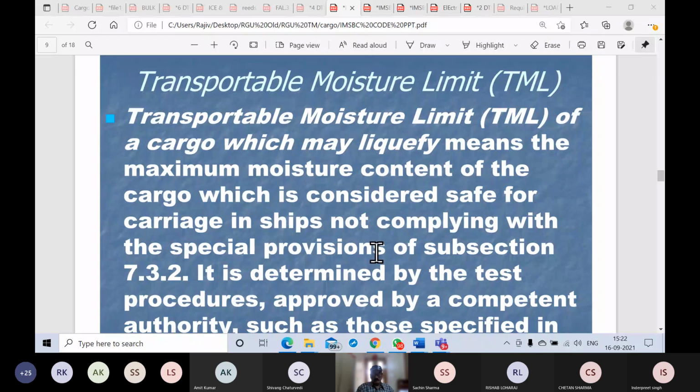And we have talked about this. TML, transportable moisture limit, the limit after which the cargo may liquefy, maximum moisture content. Please remember, these are some things which have been asked previously also. Because as I said, Section 7, cargoes likely to liquefy, has become very important. It's causing a concern, so you can expect questions still to come.